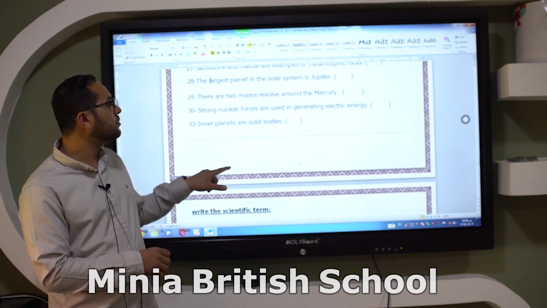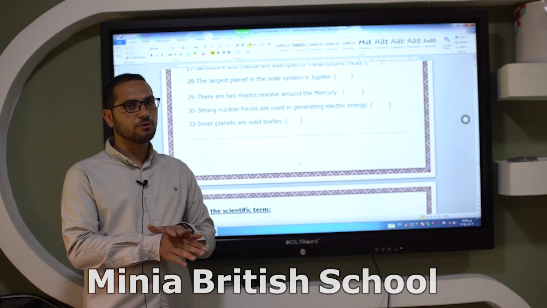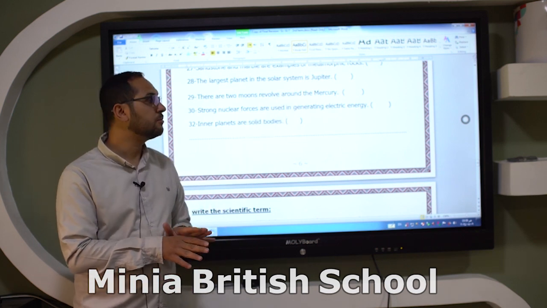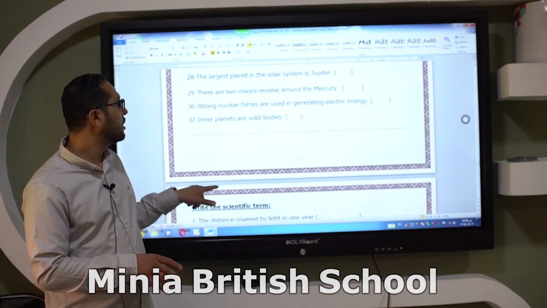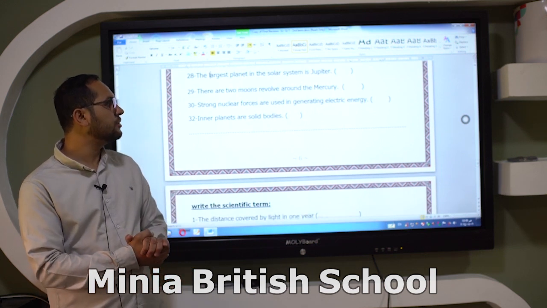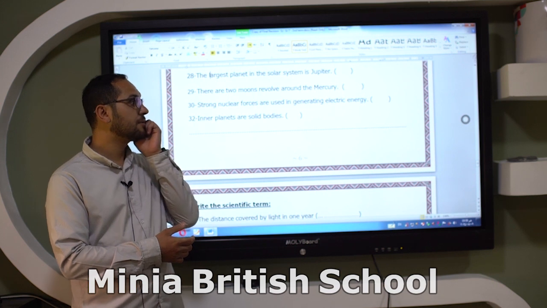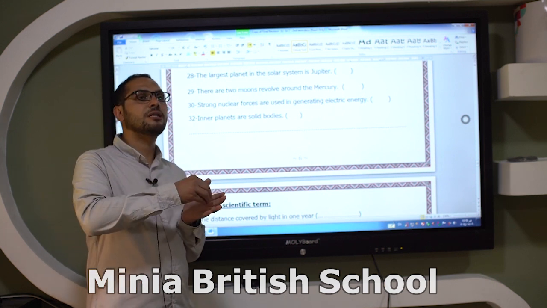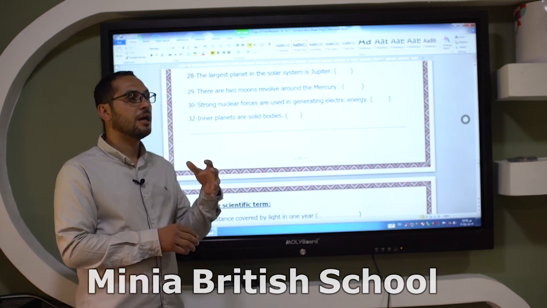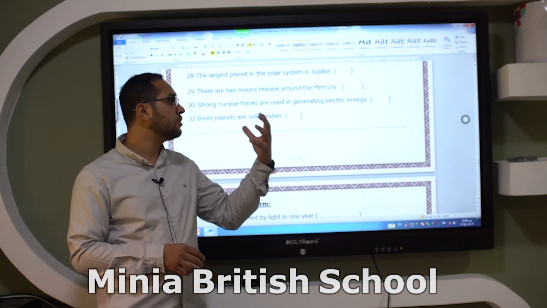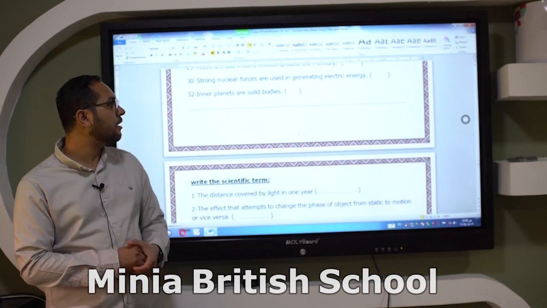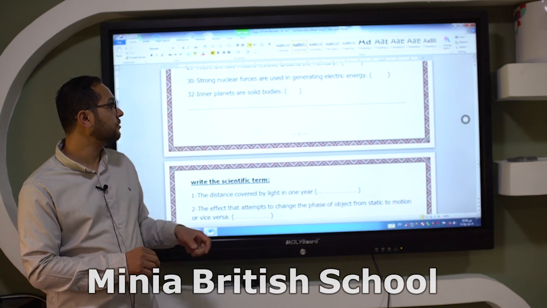There are 2 moons revolve around the Mercury. No, this is not correct, because Mercury hasn't moon. Strong nuclear forces are used in generating electricity. Yes, by the nuclear reactor. Inside the nuclear reactor there is a nuclear reactions, and the nuclear reactions produce the electric energy. Inner planets are solid bodies. Yes, this is correct.